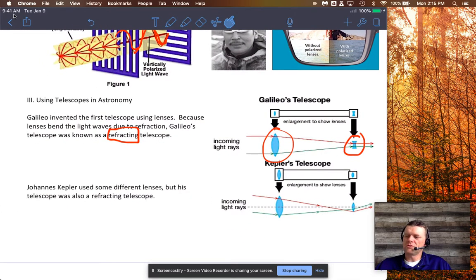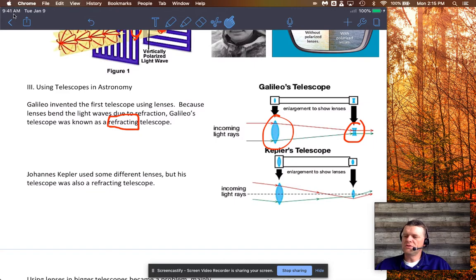Johannes Kepler did one as well, but again, he's using a lens. So if you look at the telescope, it's using lenses. So yeah, those are refracting telescopes.